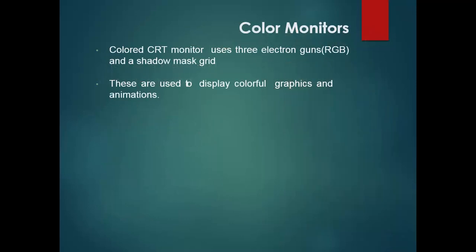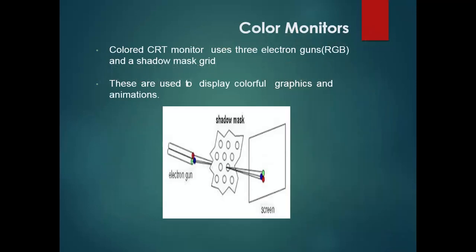Color monitor uses three electron guns, which are red, green and blue, and a shadow mask grid. The three electron guns which are used are the primary colors. They are used to display colorful graphics as well as animations.